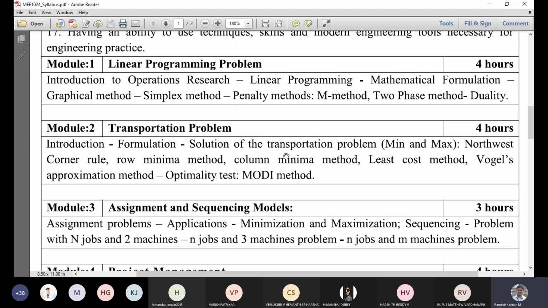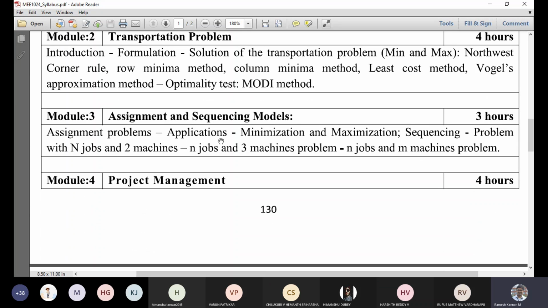Module number 3 is also a special case of the linear programming problem, but only the assignment problems. Assignment problems are a special case of linear programming problems, and this is more of a mechanical engineering perspective. It's all about how you allocate jobs to machines. Say a number of jobs to only two machines, a number of jobs to 3 machines, and a number of jobs to m machines, where the machines are huge in number.